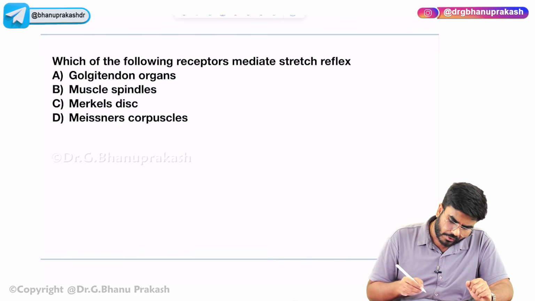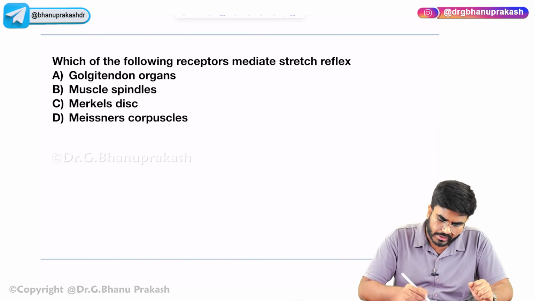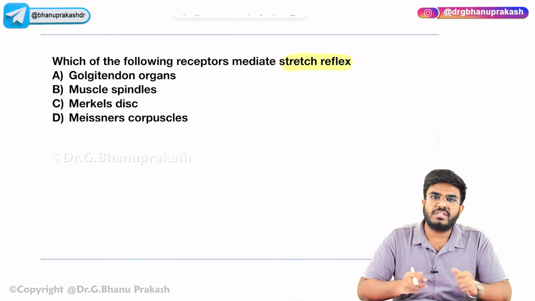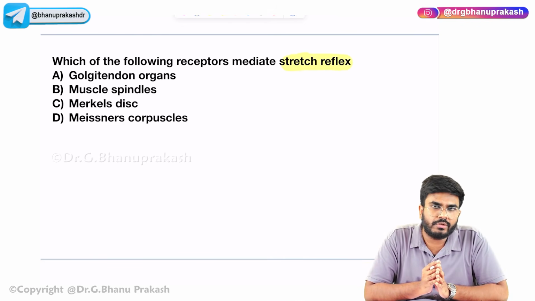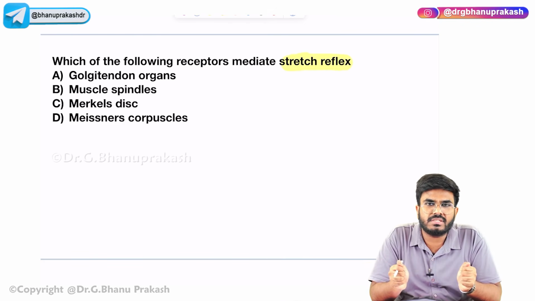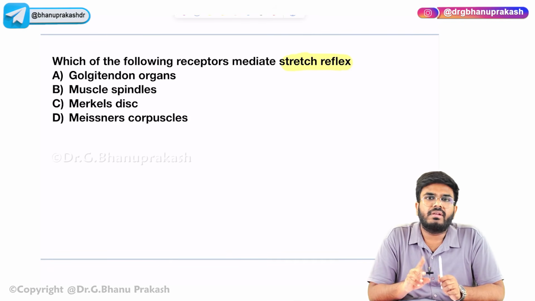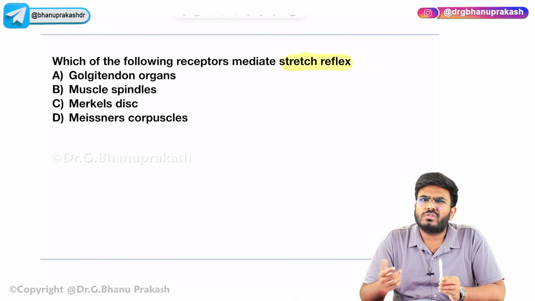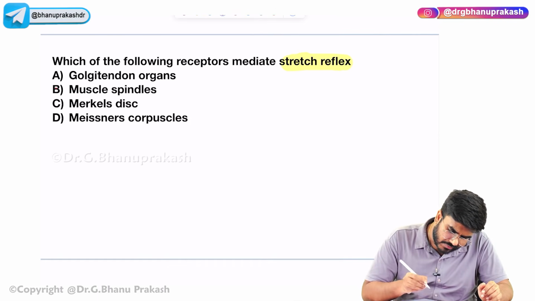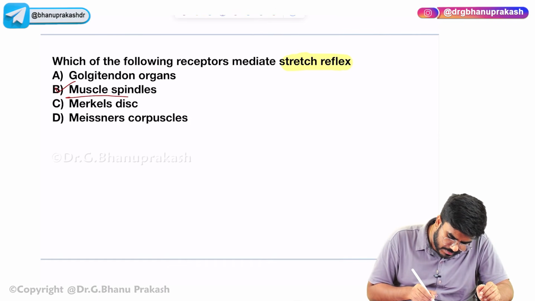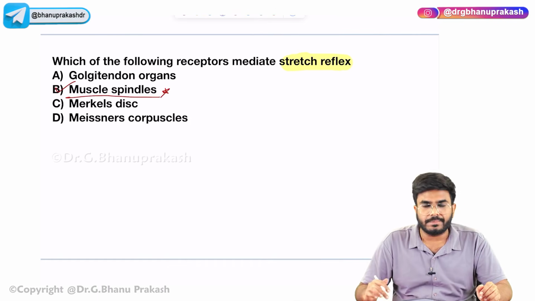Now look at this question. Which of the following receptors mediate the stretch reflex? You already know it. See, stretch reflex: when you stretch a muscle, that particular muscle is also going to contract. When you stretch a muscle, the muscle spindle will be activated. The activation of the muscle spindle is going to activate the primary 1A fibers. You know the story already. So stretch reflex is mediated by muscle spindles. Okay, this is the answer.